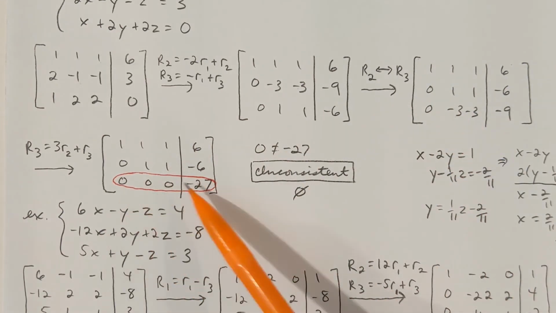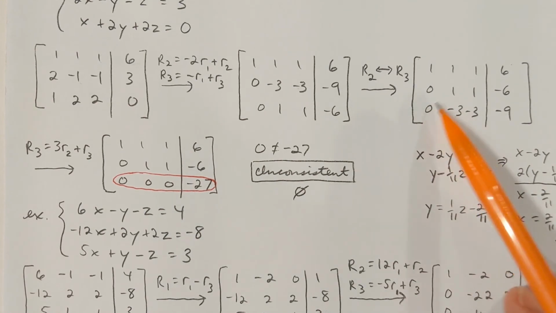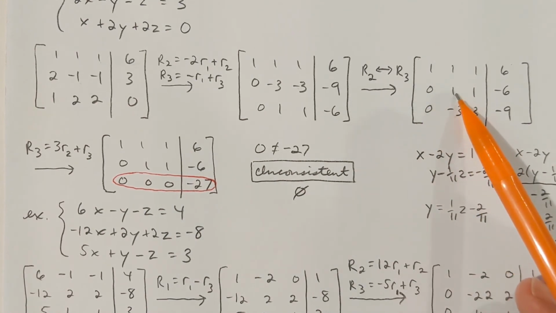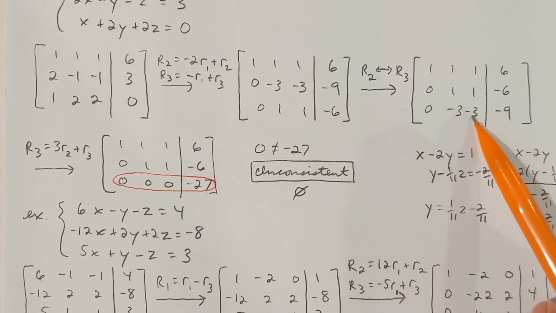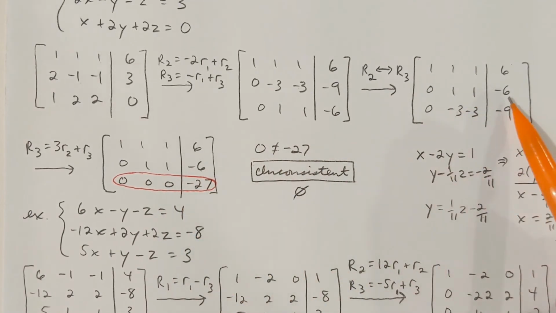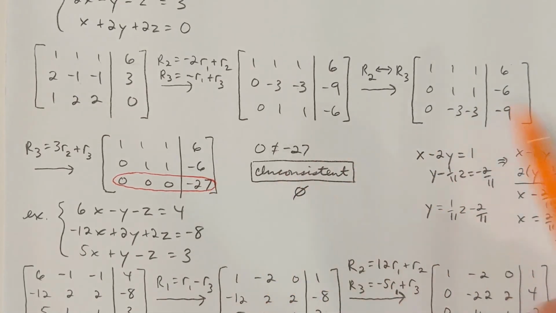Let's go ahead and get our new row 3. 0 plus 0 is 0. 3 times 1 is 3, minus 3 is 0. 3 times negative 6 is negative 18, minus 9 is negative 27.